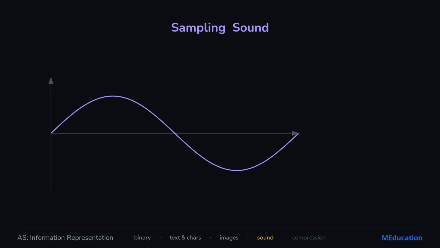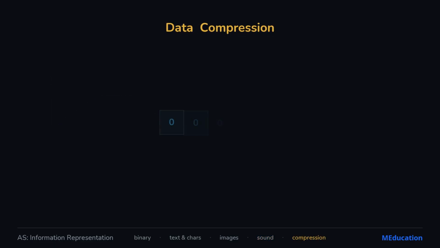Sound in the real world is a continuous analog wave. Computers cannot store continuous data, so we take regular snapshots of the wave's height. This digitization process is called sampling. The sampling rate is how often we check the wave, and the sampling resolution dictates how accurately we record that height. Higher rates mean much higher audio quality, but again, result in vastly larger files.